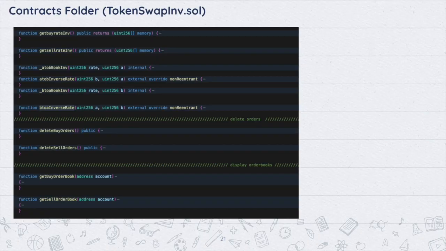To ensure that there will not be any floating point numbers when calculating the rates, since Solidity does not provide the usage of floating points, token swap inverse is implemented to solve the issue. The implementation of token swap inverse is the same as token swap, just that the rate is the opposite of token swap, to ensure only rates that are of integer types are being produced.